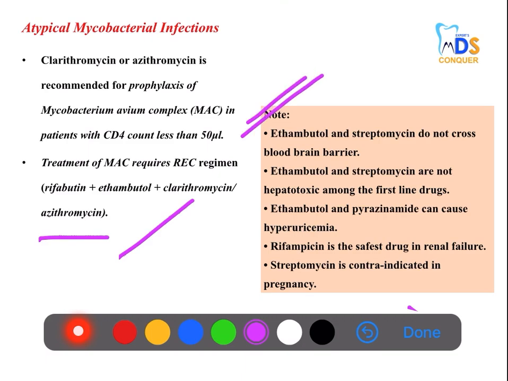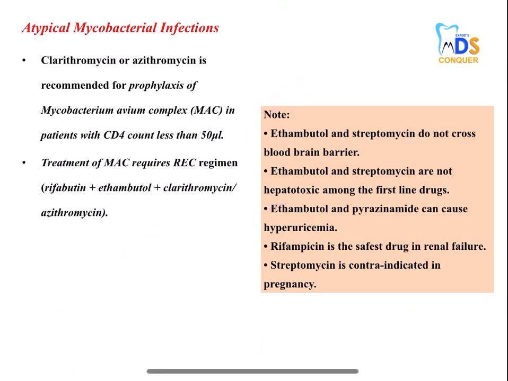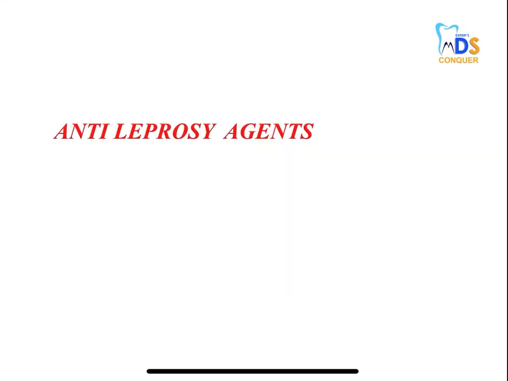Ethambutol and streptomycin do not cross the BBB. Ethambutol and streptomycin are not hepatotoxic among the first line drugs. Ethambutol and pyrazinamide cause hyperuricemia. Rifampicin is safest in renal failure. Streptomycin is contraindicated in pregnancy. So these are the important points related to the anti-TB drugs.